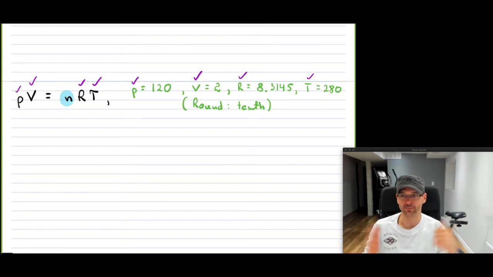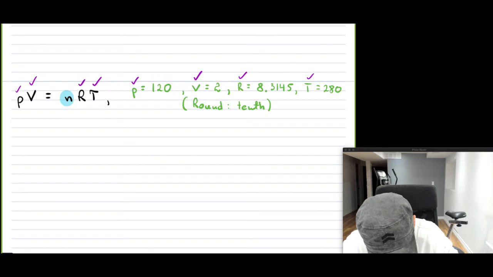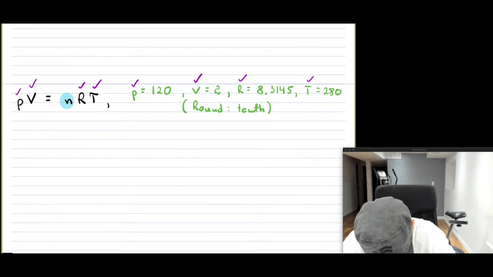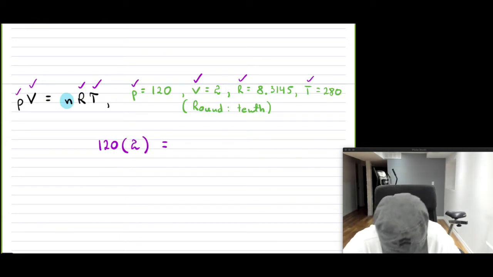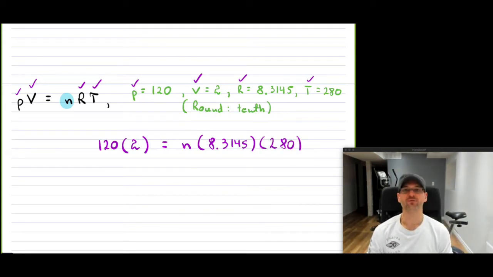Let's get started. The first thing that I will do is substitute all these in. Notice P is 120, multiplying V, which is 2, is equal to n, which I do not know, times R, which is 8.3145, and then T is 280. So I have all of these.